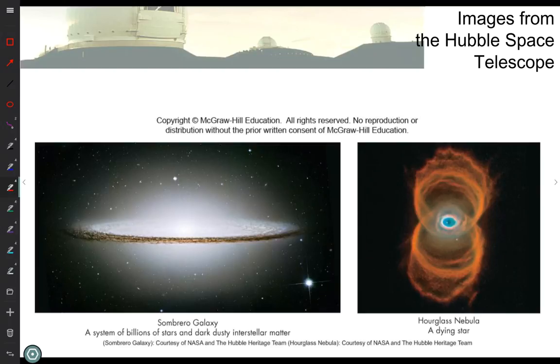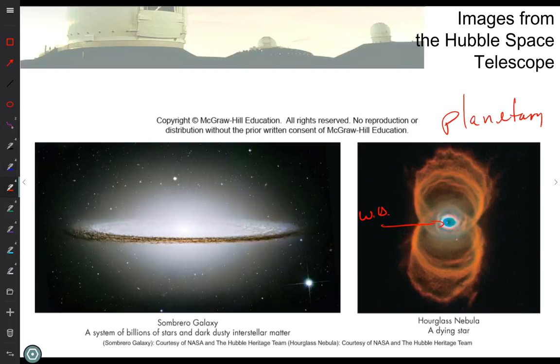And then over here, the Hourglass Nebula. Now, this here is a super cool nebula from a star. And so you have in the center here a white dwarf, a star that collapsed to a white dwarf. And you have the cloud that used to be part of the star out there. So this is what we call a planetary nebula.